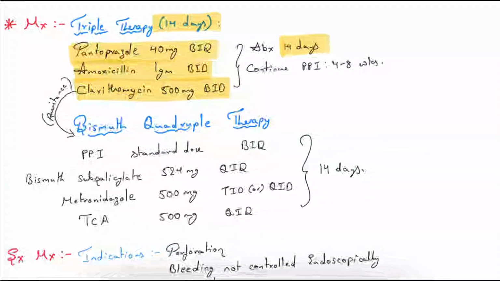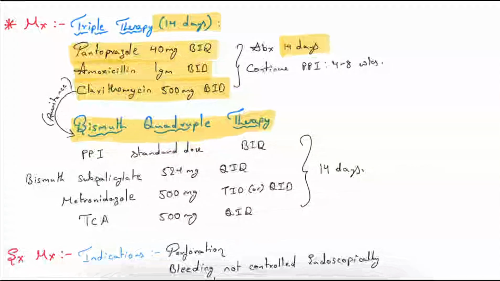Okay. After using this triple therapy, if the patient is still not recovering, then we have to suspect the patient has clarithromycin resistance. Then we can go with bismuth quadruple therapy. So this is 4 drugs we are going to give. Triple means 3, right? Like pantoprazole, amoxicillin, and clarithromycin.